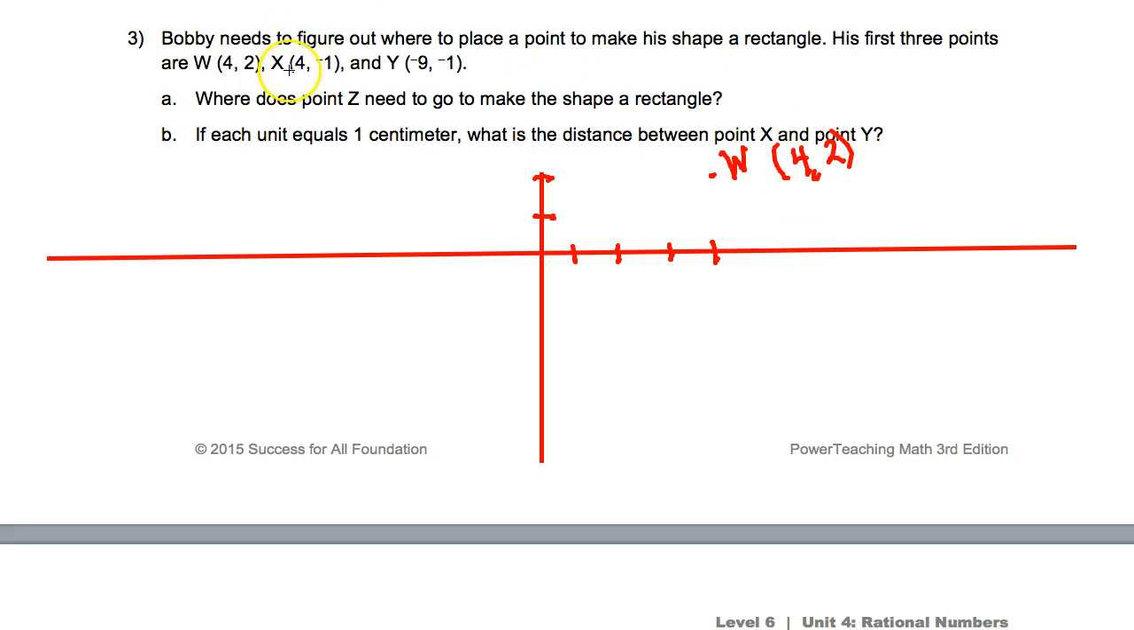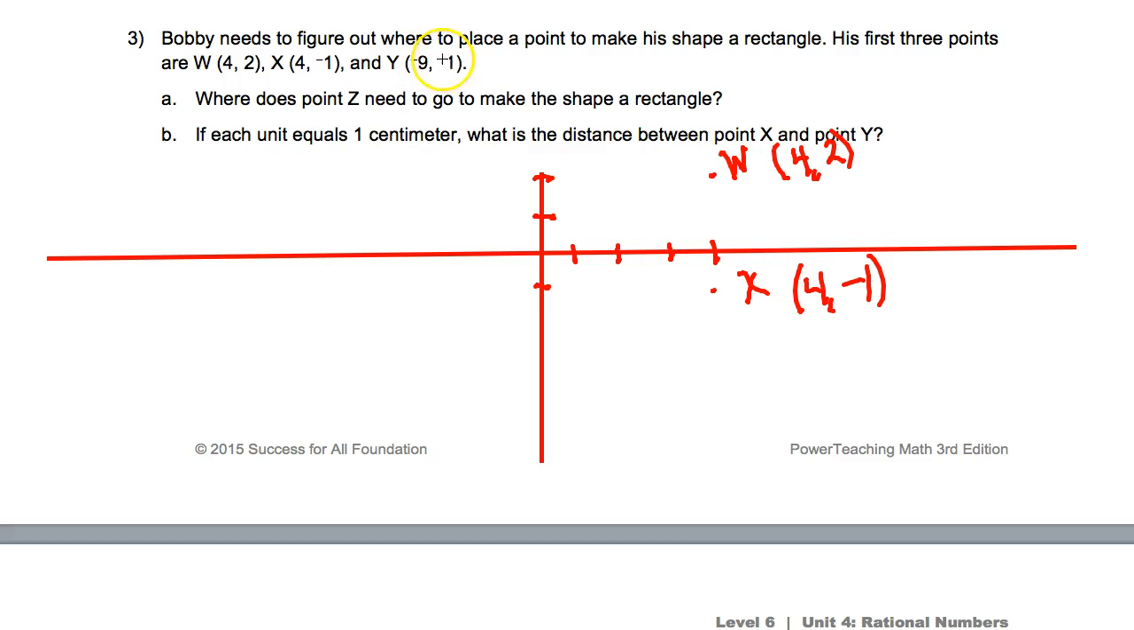Now let's look at x, +4, -1. So here we're at +4 again, but this time we need to have -1, and -1 is going to be right here. And I'll put that point right here, and that's going to be x, and that's going to be 4, -1.